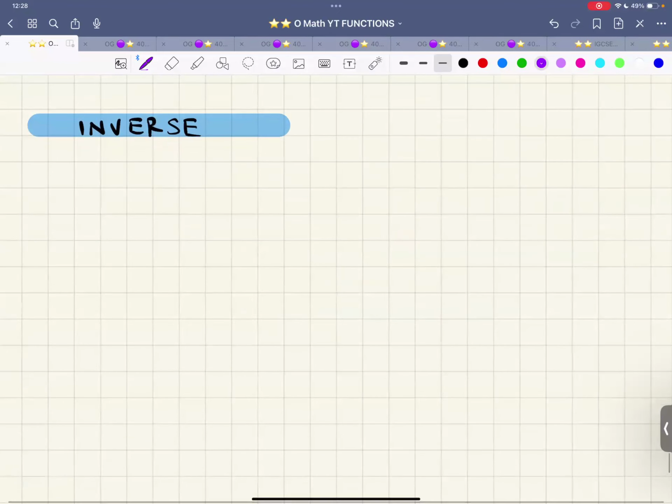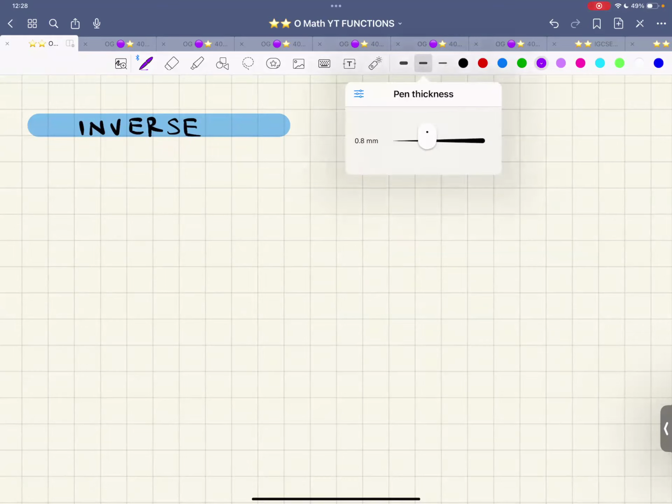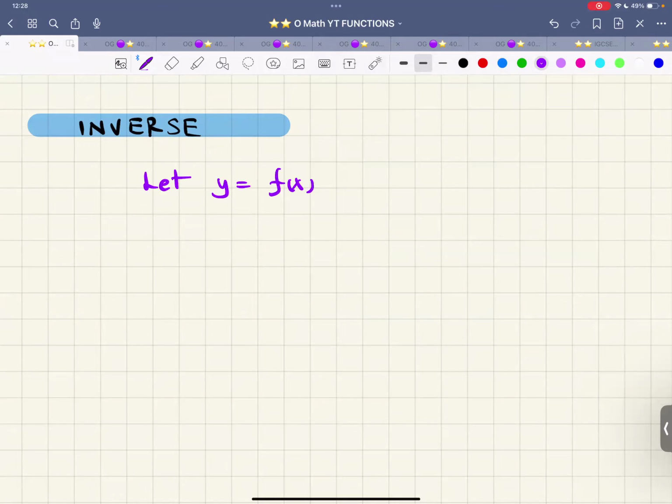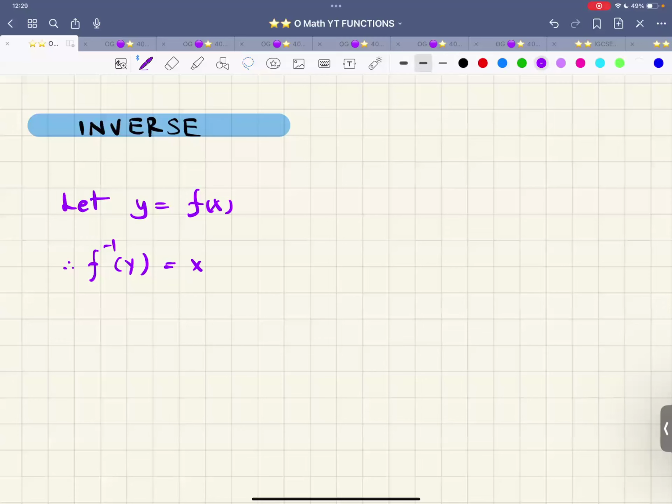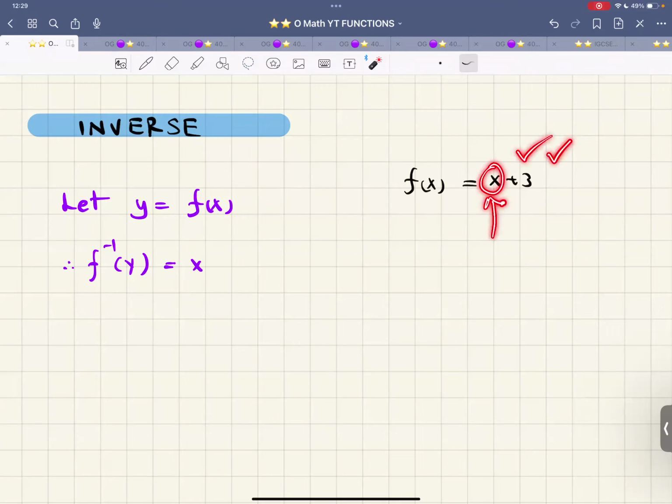Let's talk about inverse. We can write, let y is equal to f of x. Therefore, f inverse y equals to x. What does this mean? I can make you understand this thing by using a very, very simple example. So let's say there is a function f of x, and f of x is x plus 3. What is the function of this function? It takes any value of x and adds a 3 to it. So what should be the inverse? The inverse should be opposite of this order, that is -3.